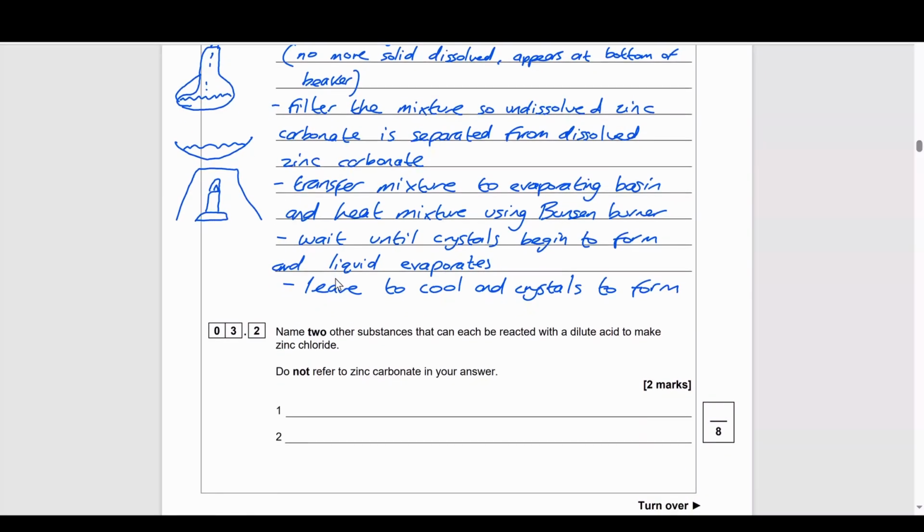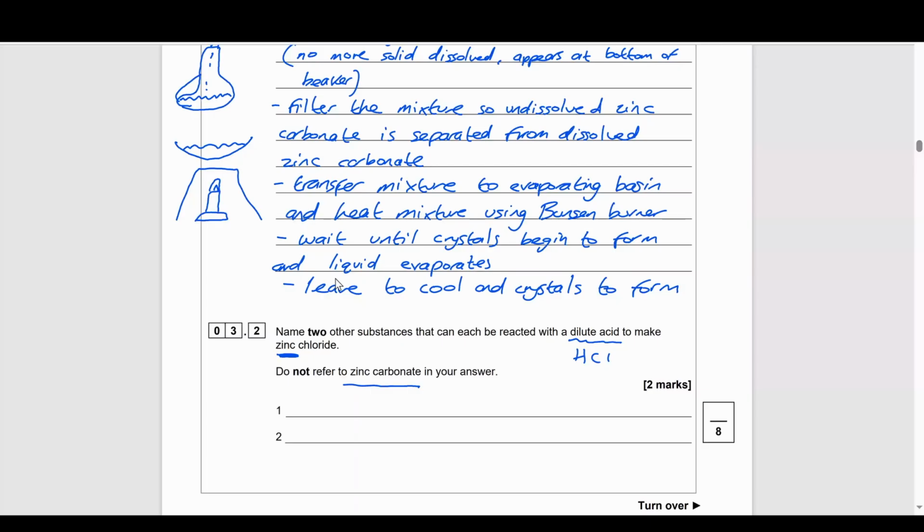3.2. Name two other substances that can each be reacted with a dilute acid to make zinc chloride. Do not refer to zinc carbonate in your answer. We can't refer to zinc carbonate because we've just been doing that. So what else could we use with a dilute acid, which we know is actually going to be hydrochloric acid, to make zinc chloride? Well, our answers have to all have zinc in there. So what else can react with an acid to make a salt?